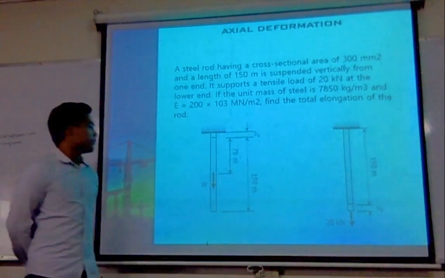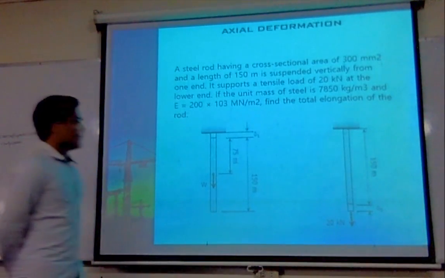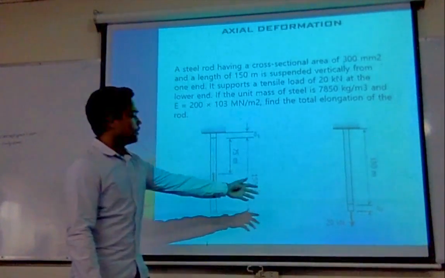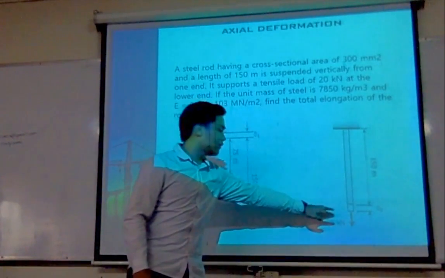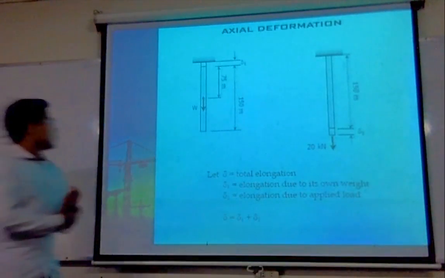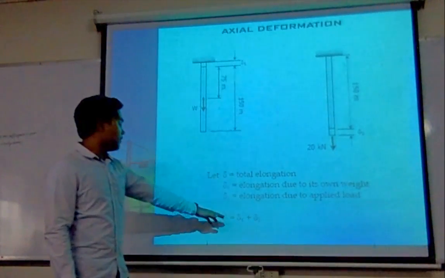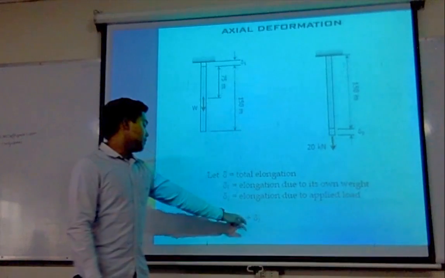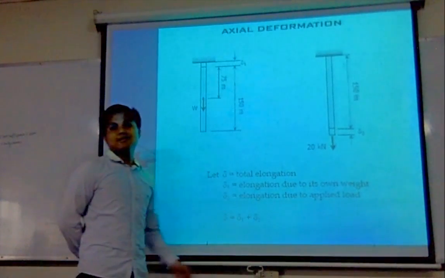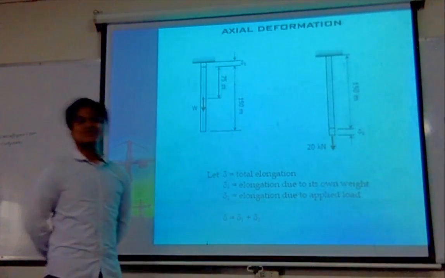So this is the figure. We can see that in the first figure, the rod is being elongated due to its weight, and in the second figure, it's due to the force applied. So let the total elongation be equal to elongation 1 plus elongation 2, where elongation 1 is due to its own weight, like I've said previously, and elongation 2 is due to the applied load.